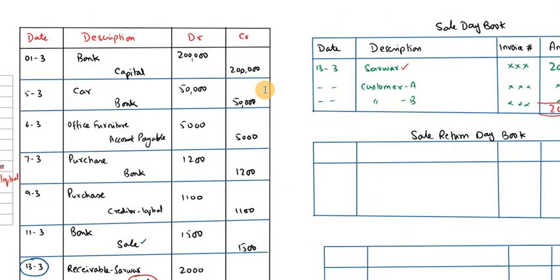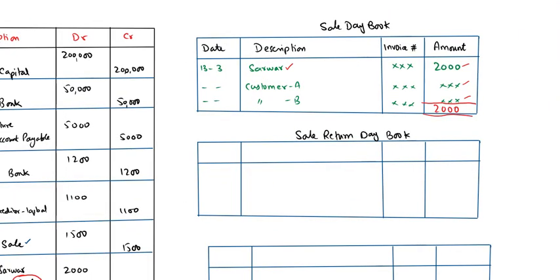So in the sale return day book: 20th March, the sale return customer name is server, who returned goods to the business. Here is the invoice number and the amount of sale return, that was 200.